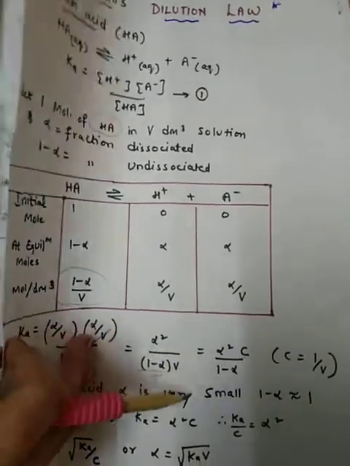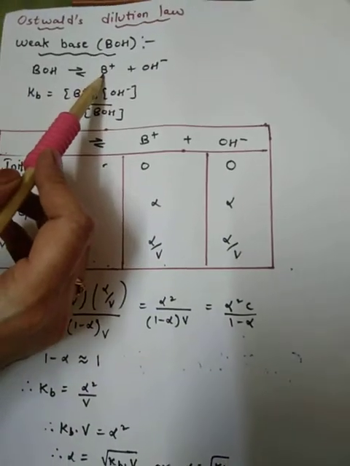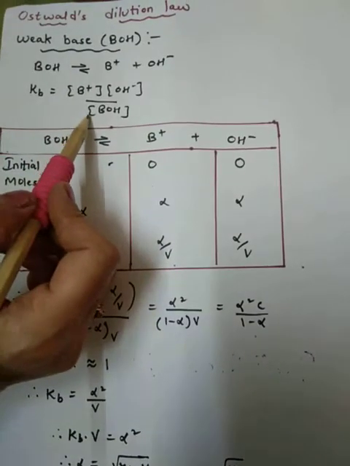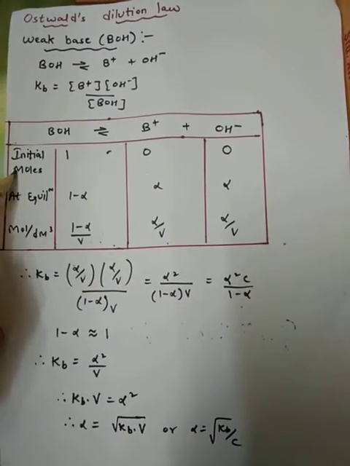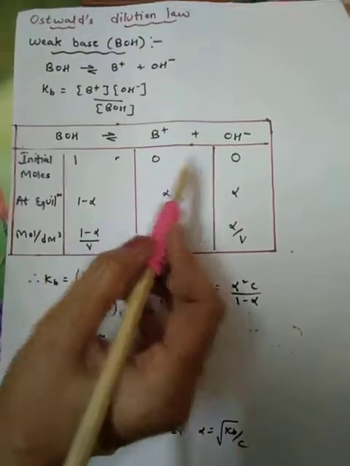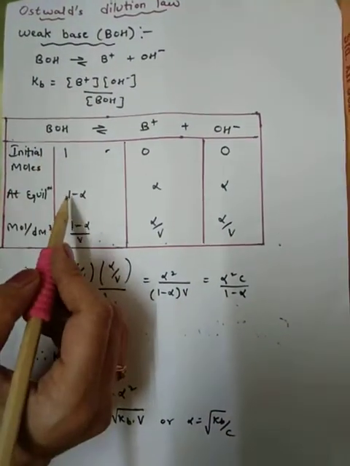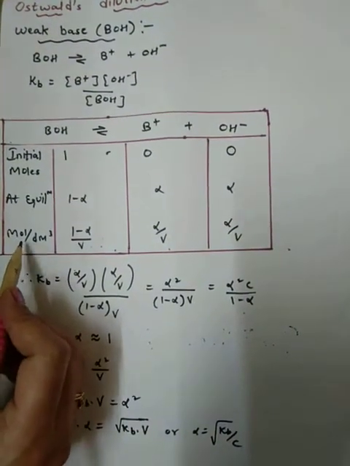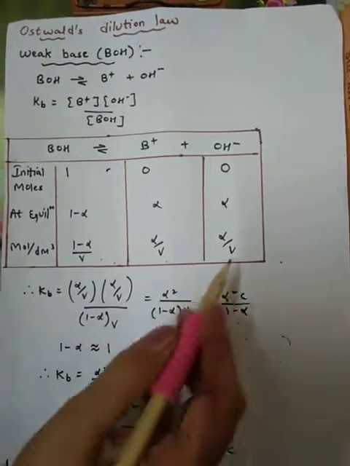Similarly, we have this Ostwald dilution law for a weak base. We know weak base is BOH, which dissociates to give B+ and OH-, and the base dissociation constant Kb is given by this particular equation. This equation again I am writing, and the way we did it with weak acid, we are doing with weak base. Initial moles of BOH we are taking as 1. So at the start we don't have any product, so this is 0. At equilibrium, what will be left from 1 mole of the weak base is 1 minus alpha, and B+ will be alpha, OH- will also be alpha. Because I want concentration here to substitute in this particular equation, just divide these moles by the volume of the solution.